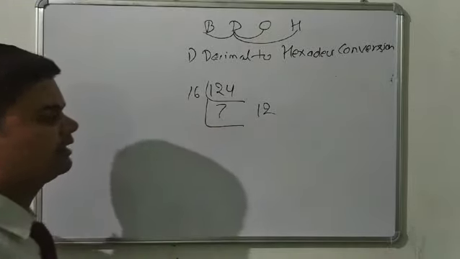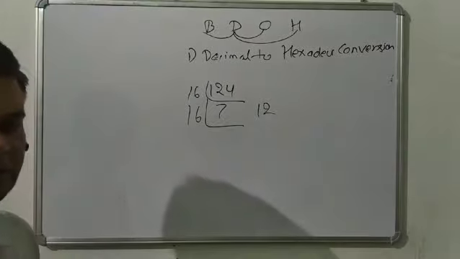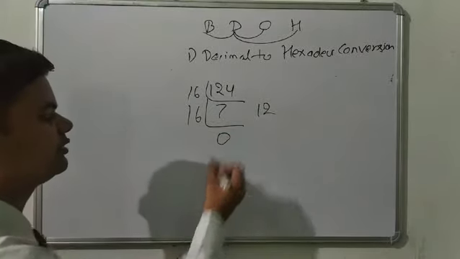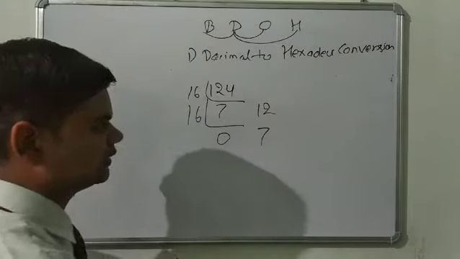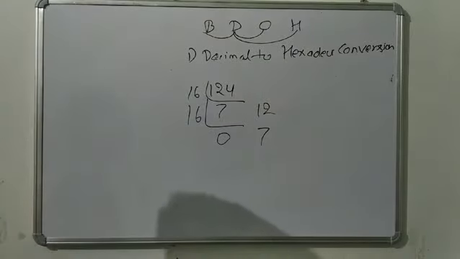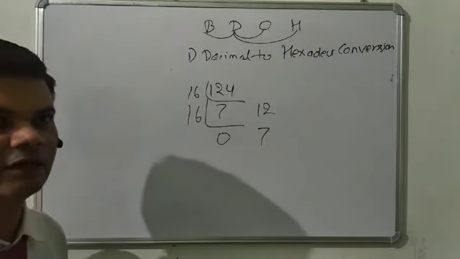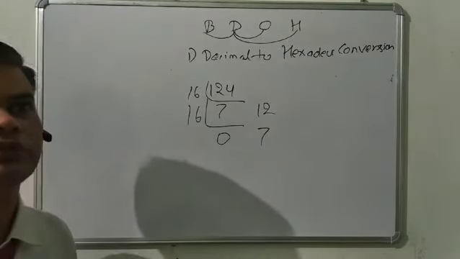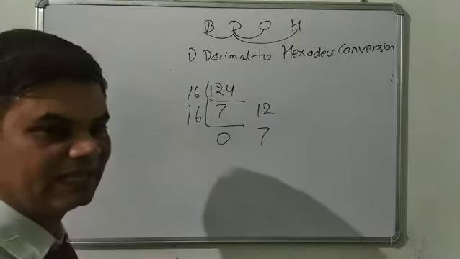Again we have to divide 7 by 16. So our quotient is 0, and our remainder is 7. So this is the hexadecimal number. As you know, we use 0 to 9 as digits, and after 9 we use the letters. So the 7 we use as it is.